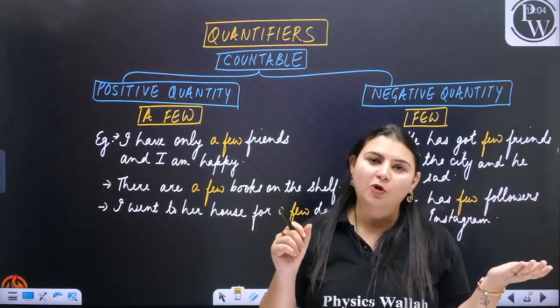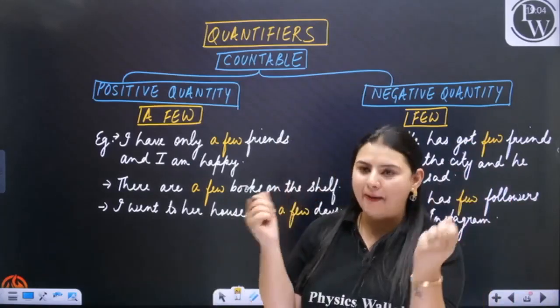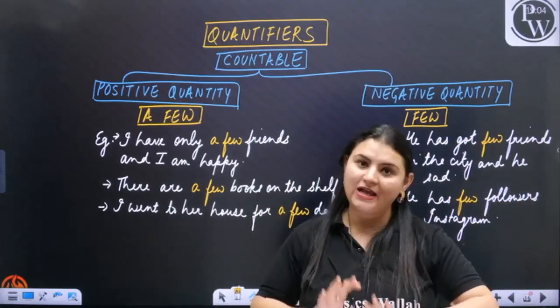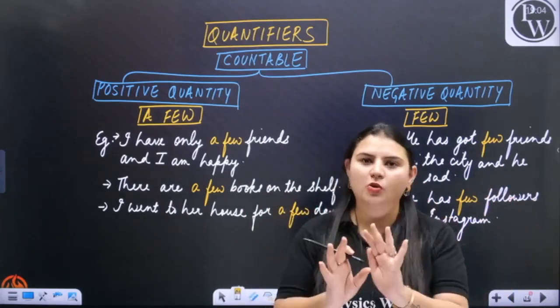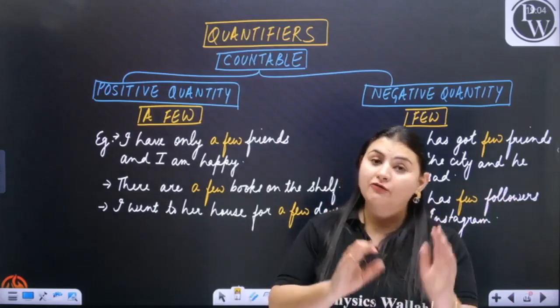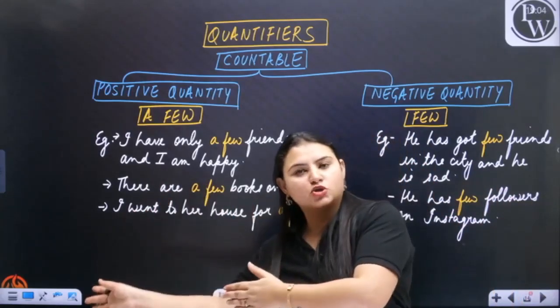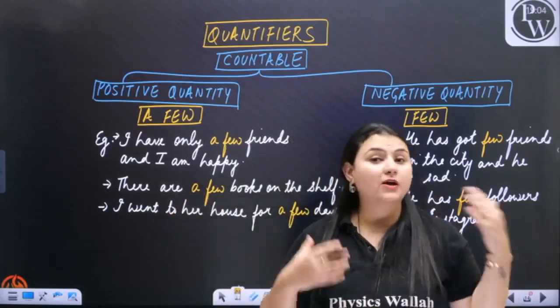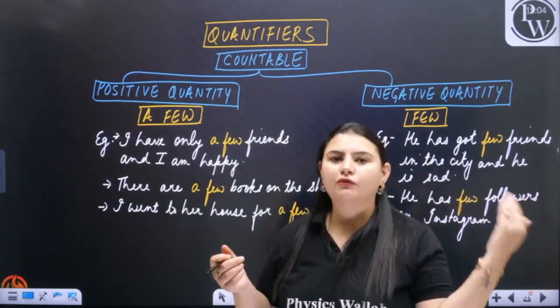Now, what is a positive quantity and what is a negative quantity? Positive is when we are happy about the small thing. We are satisfied with the small amount of thing. Few means a small or a minor portion. When we are happy with the small or minor portion that we have, it is said to be the positive quantity. When we are not satisfied with the small quantity that we have, we use few.